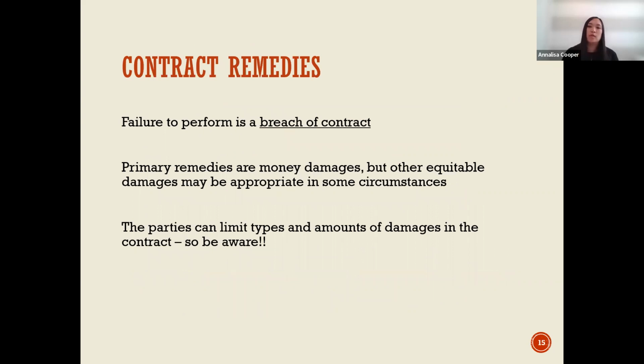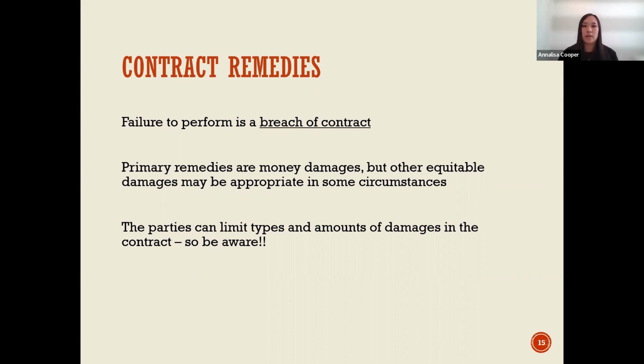Contract remedies. So if you breach the contract, the main type of damages that are available are money damages. There are also equitable damages available. And equitable damages come in various forms, but they basically are non-monetary in nature. So for example, if you want someone to actually perform or do an action, that could be one of the equitable remedies that you seek. Or if you want them to stop doing something, that's another equitable remedy. And make sure that, we'll talk about this later, there are ways to limit the amount of damages in a contract.